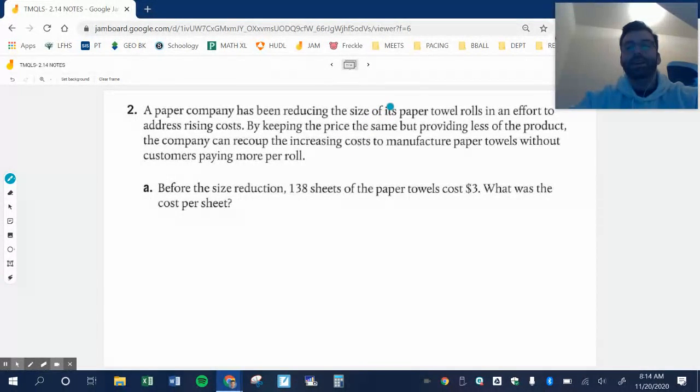A paper company has been reducing the size of its paper towel rolls in an effort to address rising costs by keeping the price the same but providing less of the product. The company can recoup the increasing costs to manufacture paper towels without customers paying more per roll. Before the size reduction, 138 sheets cost $3. What is the cost per sheet? How do you think we're going to do this? The cost per sheet, guys. I know that there's 138.